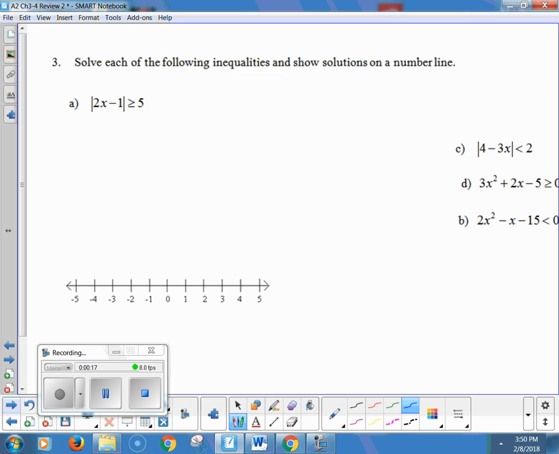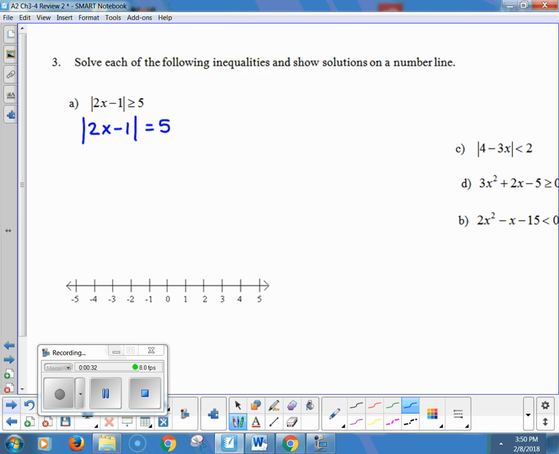So we were supposed to solve each of the following inequalities and show solutions on a number line. The first thing we should do to solve an inequality is to solve an equality, to find out where these things are equal, or find the boundary points.